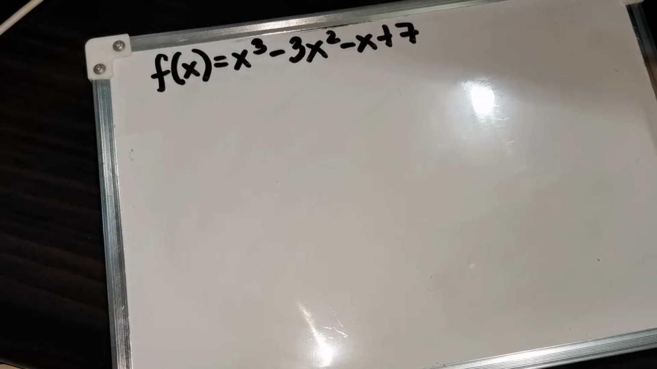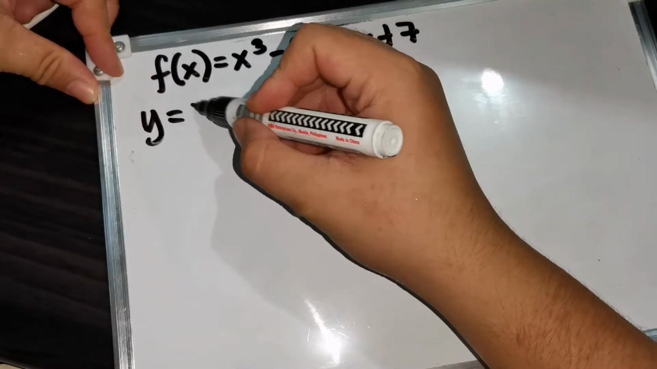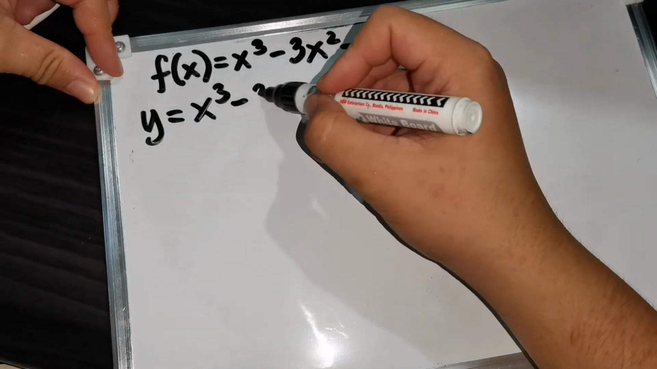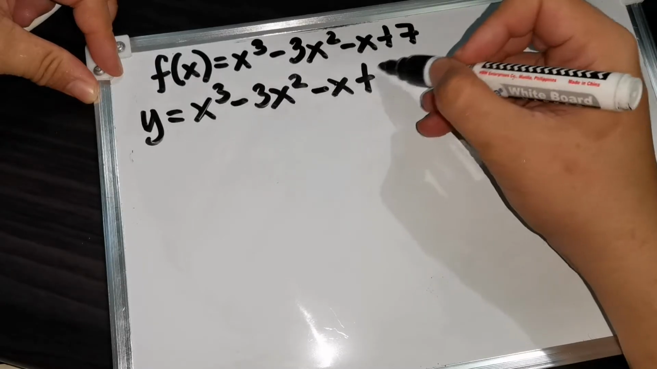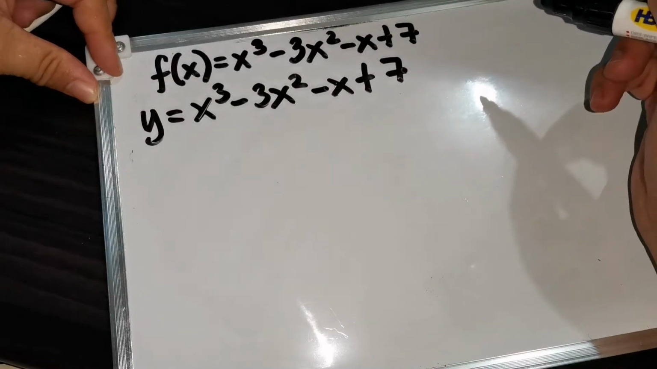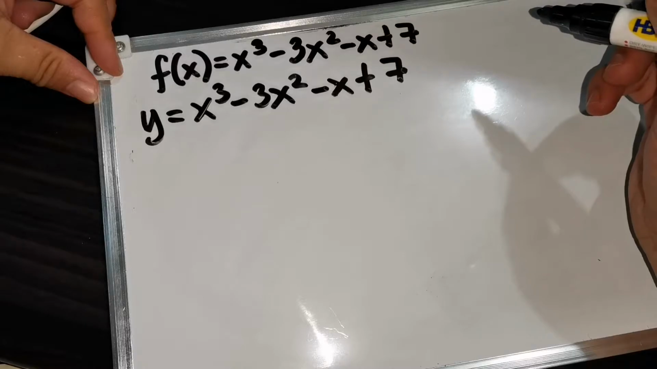So in this problem, there is a given cubic function and we're asked to find the point of inflection of the given function. So first thing to do is to rewrite this function by simply using your letter y to represent your function. So we can rewrite this function as y is equal to x cubed minus 3x squared minus x plus 7. Next thing to do is to find the first derivative of this y.